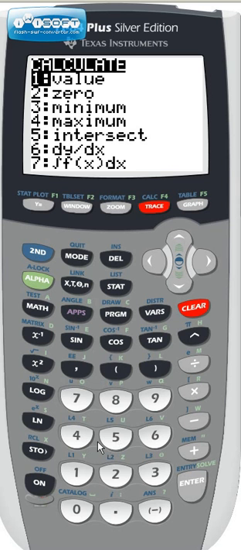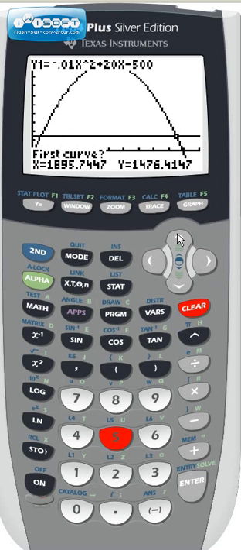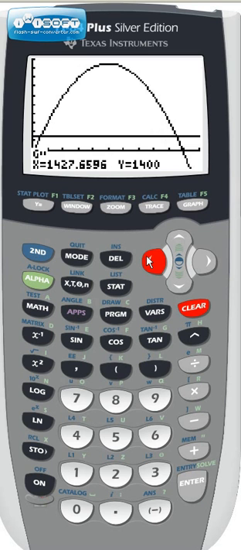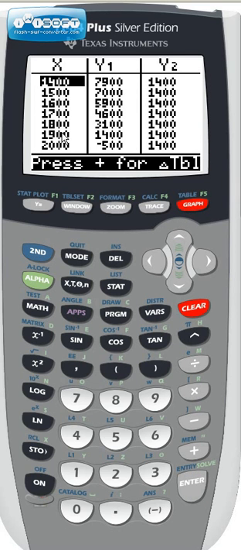I'm going to do this a second time, but I'm going to look for the other solution. So I'm on the first curve, press enter. It jumps to the second curve, press enter. And again, it asks me to guess, but I'm going to move closer to the second solution, which is right over here. Get closer to my second point of intersection, press enter, and x equals 100. So we are confirming graphically what we know to be true numerically. Without doing any algebraic solutions, I can confirm an answer numerically and graphically.